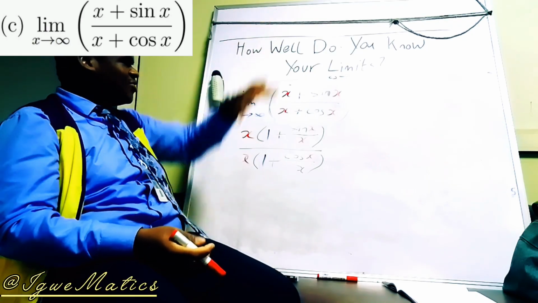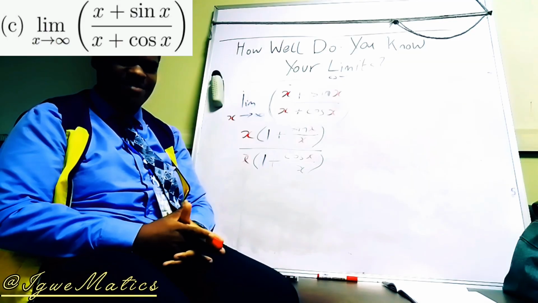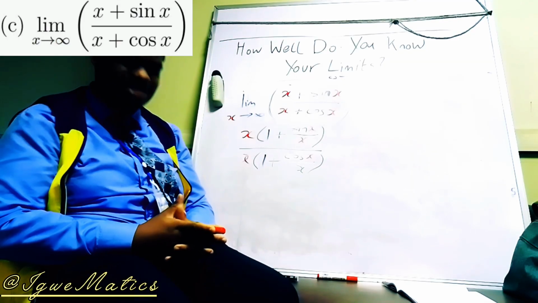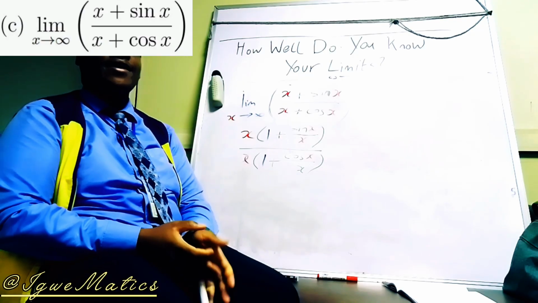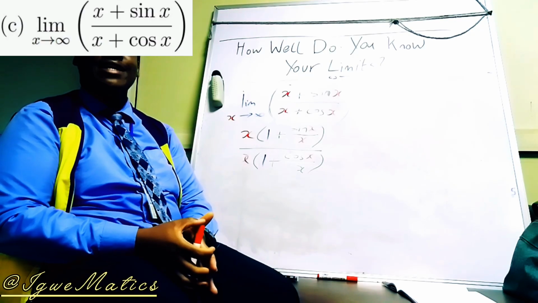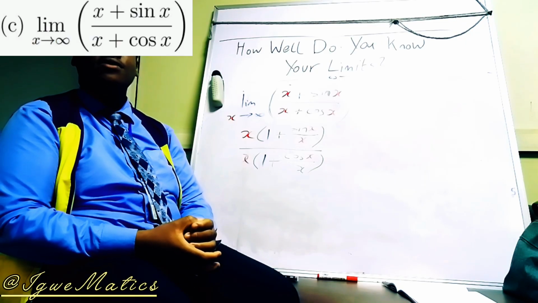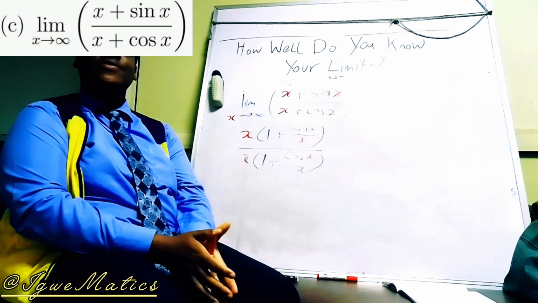I believe this should be a theorem, it's already a theorem, the squeeze theorem. Sin x over x as x tends to infinity. No, as x tends to 0 it is 1, but as x tends to infinity, it's not going to be 1.